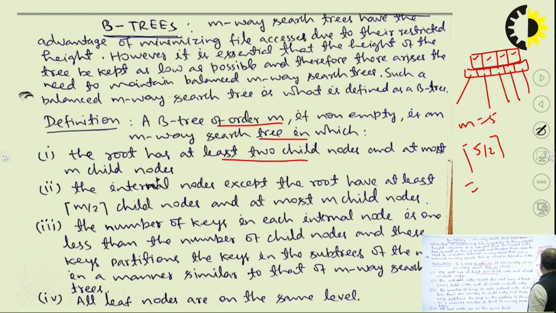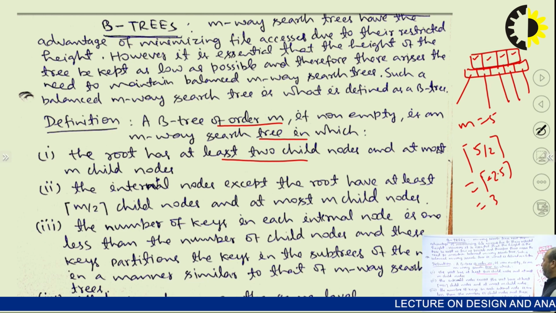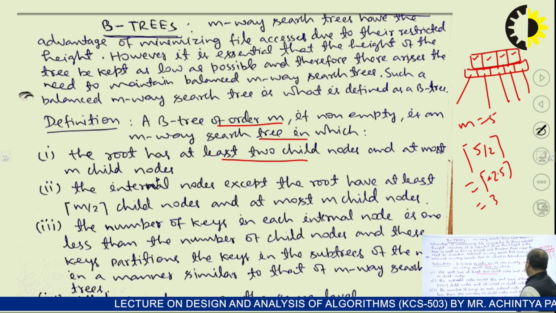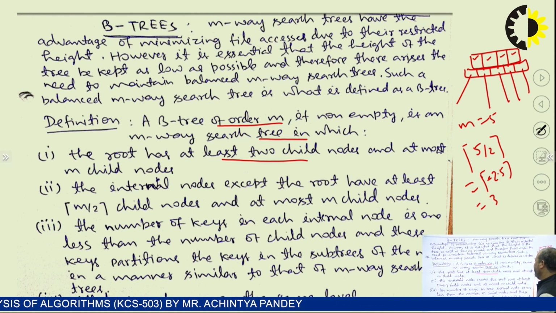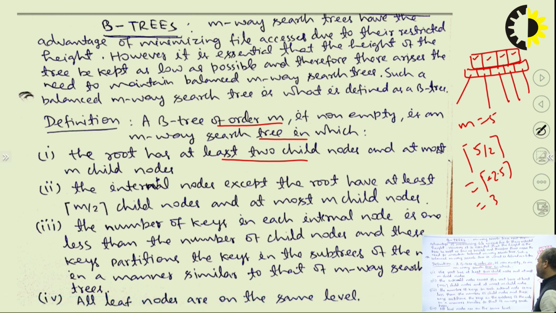This is the ceiling function, 5 by 2 is 2.5, and the ceiling value of 2.5 will be 3. In ceiling functions, we take the upper value. So the internal nodes except the root have at least M by 2 child nodes and at most M child nodes. The number of keys in each internal node is one less than the number of child nodes, and these keys partition the keys in the subtree of the node in a manner similar to the M-way search tree. And the last point is all leaf nodes are on the same level.